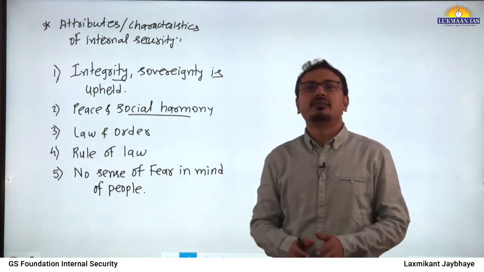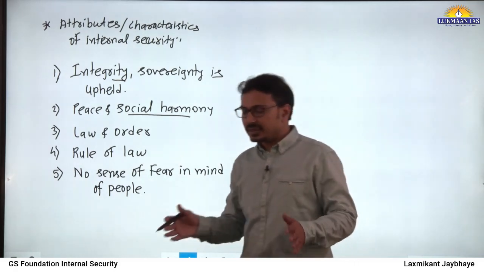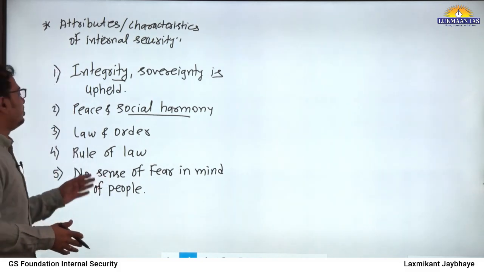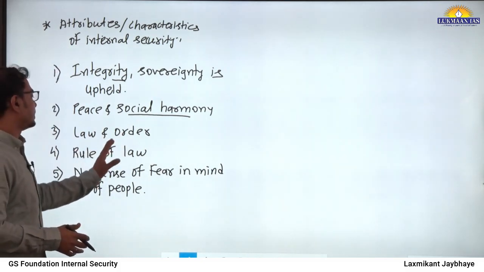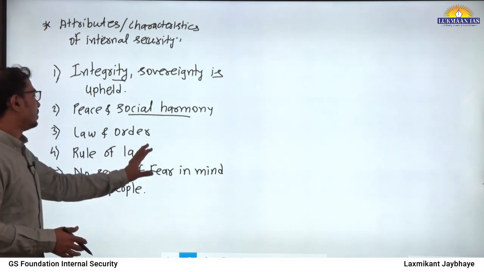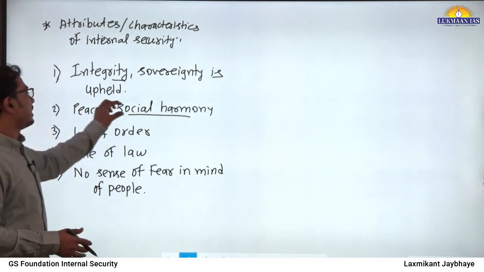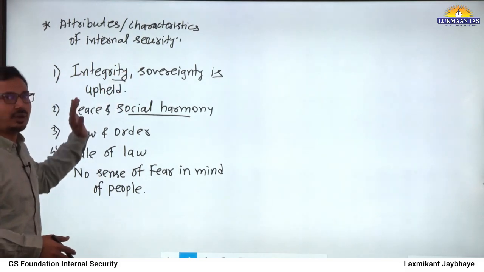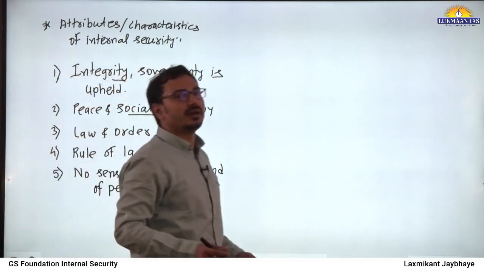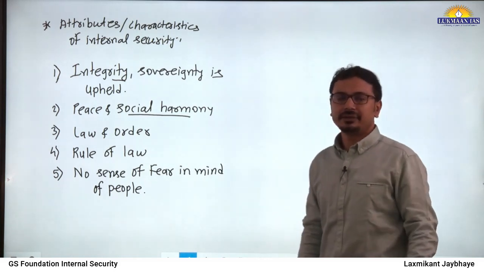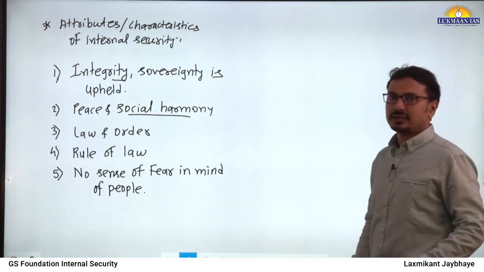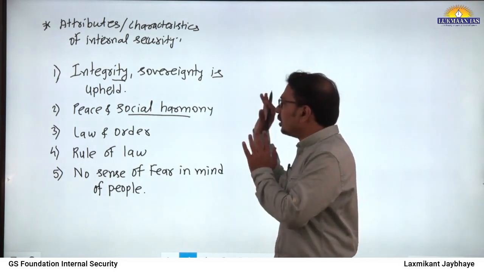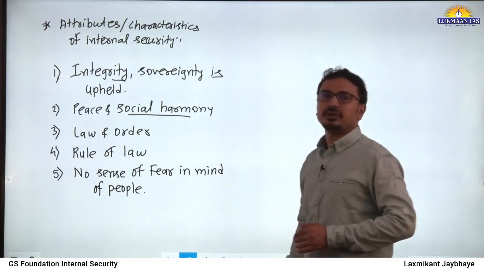Suppose communal violence or communal riots happen in a particular area. Obviously there will be a law and order situation, then a rule of law problem. Peace and harmony will not be there. It threatens our integrity and unity as a nation. There will be a sense of fear, especially among the minority community. So we should understand that each and every challenge to internal security has some kind of impact on these attributes of internal security.